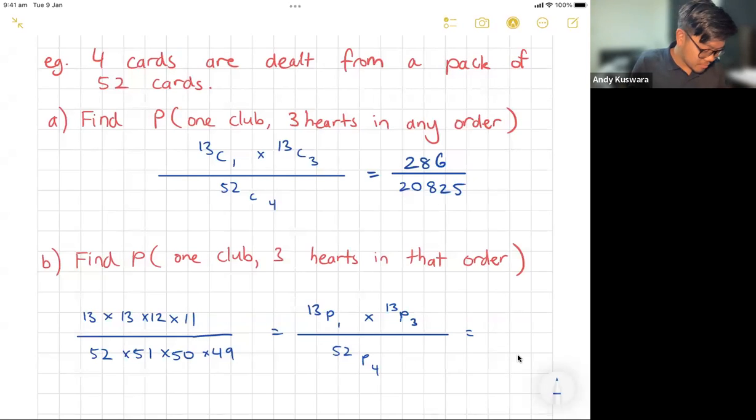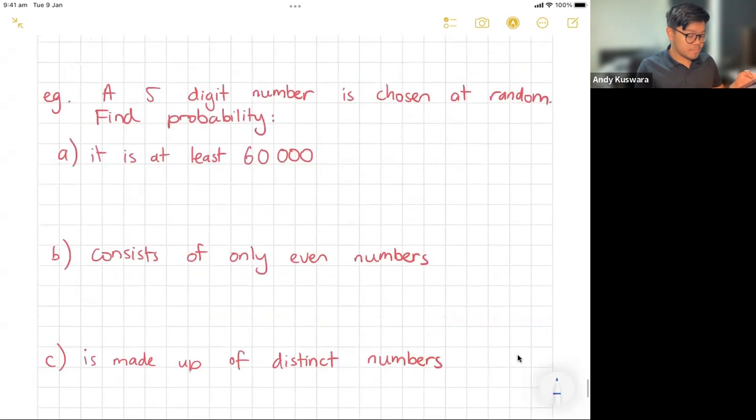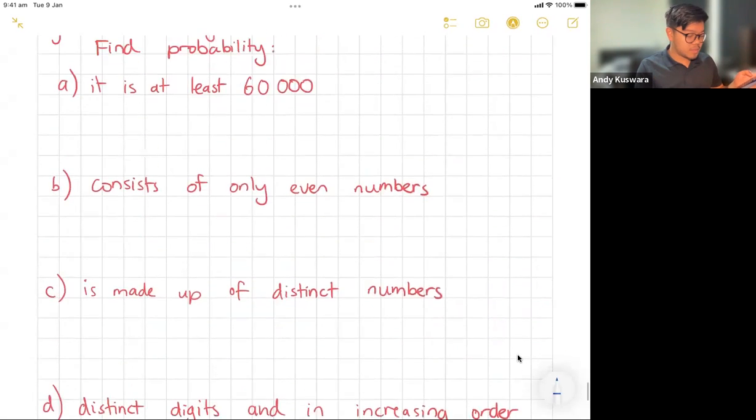And this one here is 143 out of 41650. And that sounds about right. It's a bit more rare than the one above because the order now matters. Okay, that's that one.